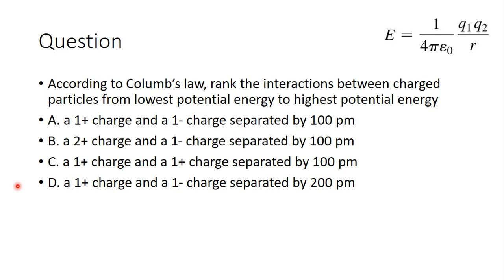Alright, so the one that's going to have the lowest potential energy, or most negative, is B. You have a big charge and a negative charge only separated by 100 picometers. Then the second lowest is A, because it's plus 1, minus 1, at 100. Then D, because it's the same charges but separated by 200. And finally C, you have 2 positive charges, so you get a positive number there. So that is your highest potential energy. So it goes B, A, D, C.